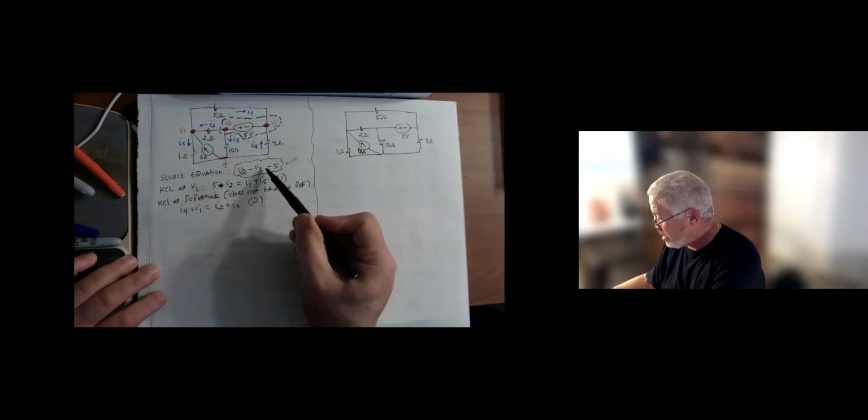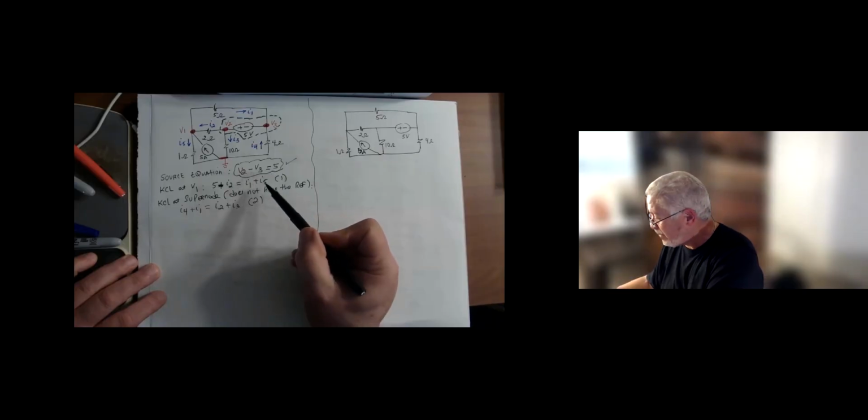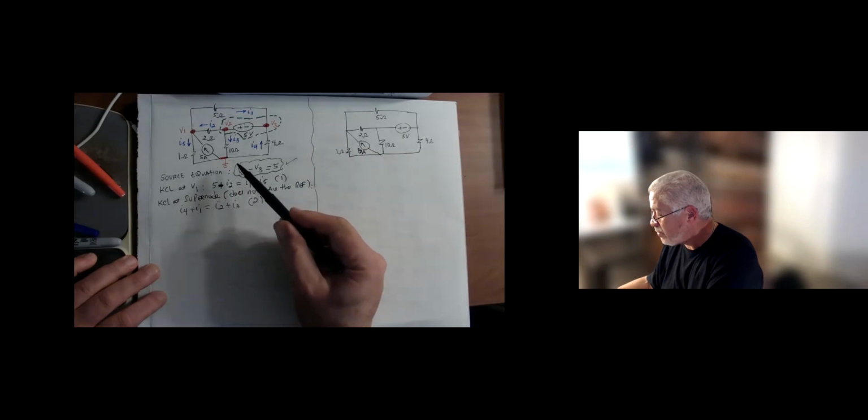So these are my main equations for my 3 unknowns. I got the source equation, which is an easy one. It's a done equation. Then I write 2 KCL equations, one at regular node V1, and then one at the supernode, because this is a case where the supernode does not have the reference node. Okay. And then I do Ohm's law.